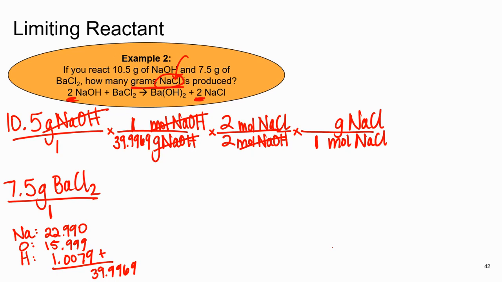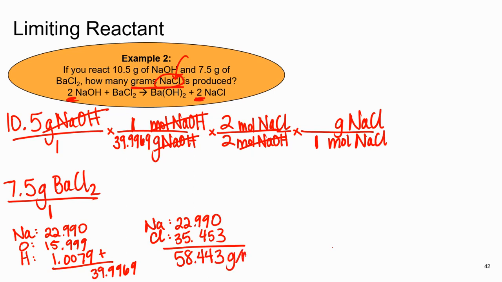And so we'll need the molar mass of sodium chloride. So we'll add up a sodium and a chlorine and get 58.443 grams are in every 1 mole. Let's put this too. So we'll put the 58.443 with the grams are in every 1 mole. And we'll go ahead and calculate this and we should get 11 grams of sodium chloride.